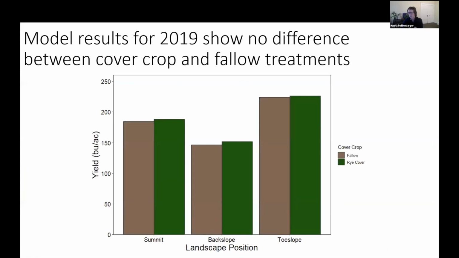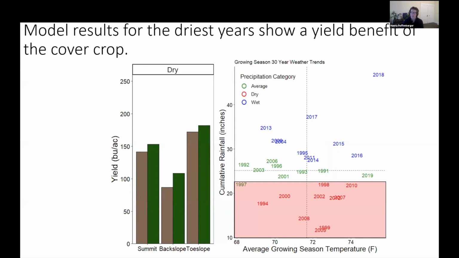So now moving to the cover crop aspect, similar to our field observations, the model showed no difference in yield between cover crop and fallow in 2019. However, when we look at the driest year of our simulations, highlighted in that red box, we saw a yield benefit from the cover crop, especially on the backslope position.